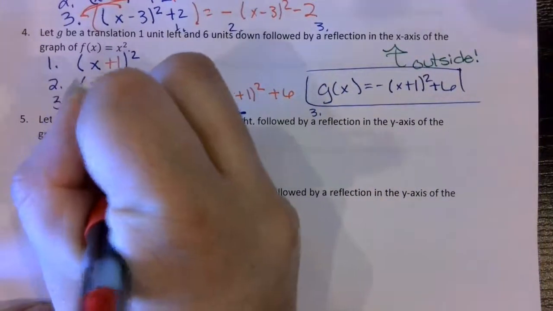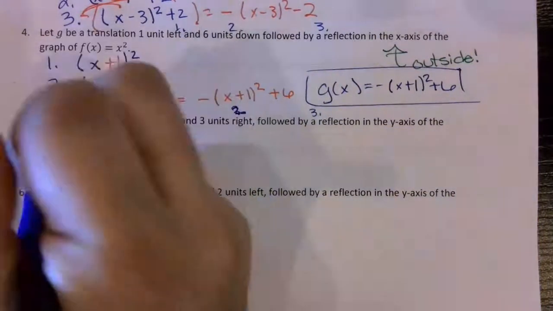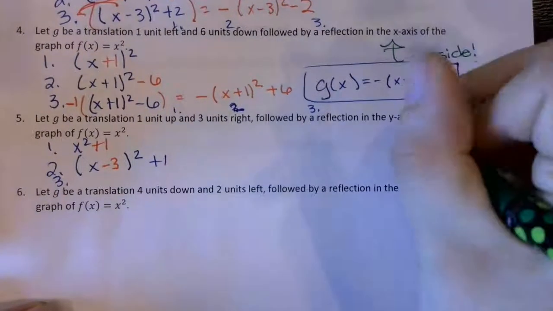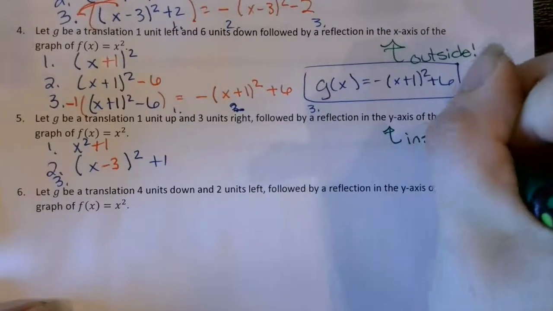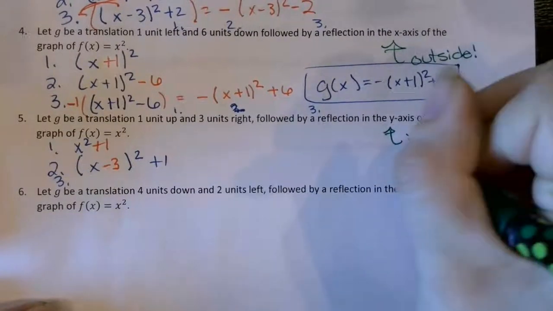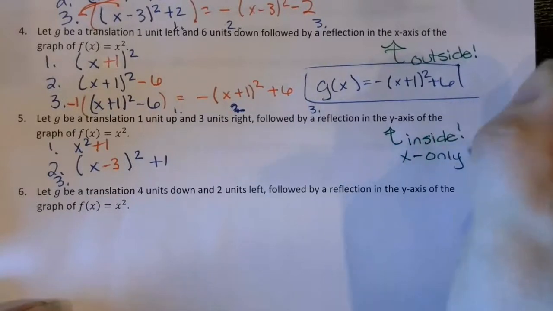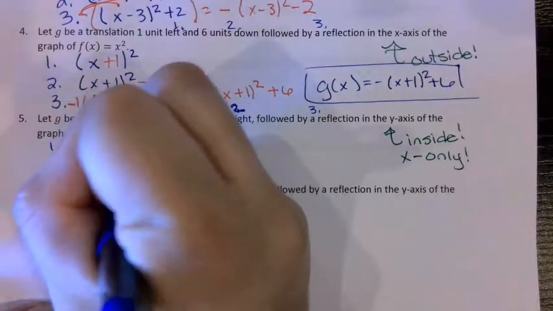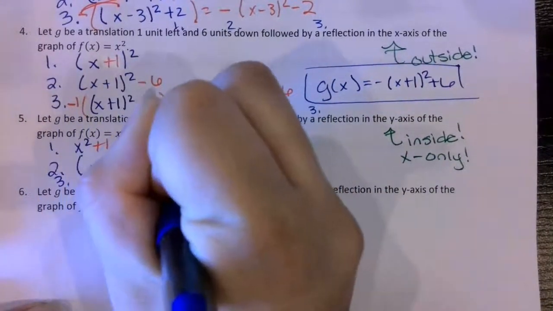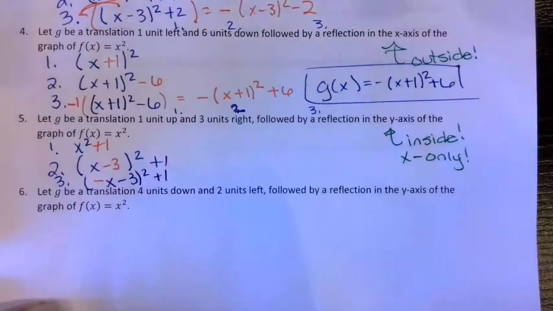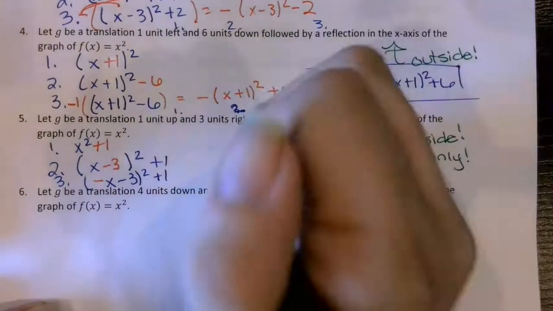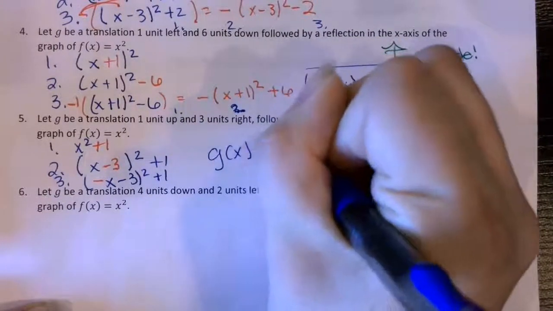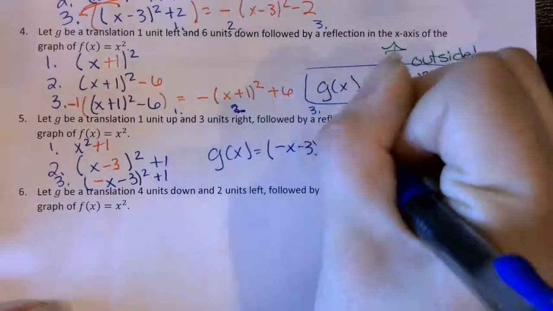Right is opposite, so negative. Then my third step is to reflect in the y-axis. This one changes inside, and it's the x only. Changing on the inside, I make the x negative. So my final answer here is g of x equals -x minus 3 squared plus 1.